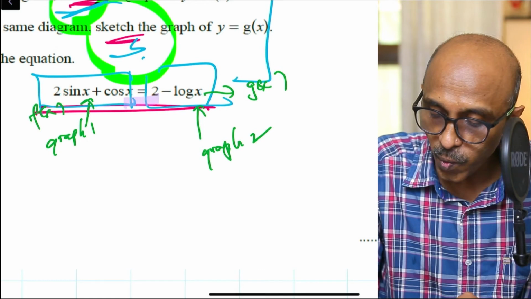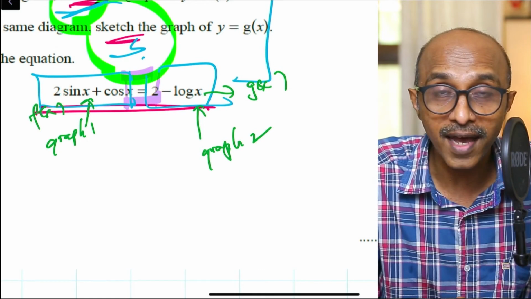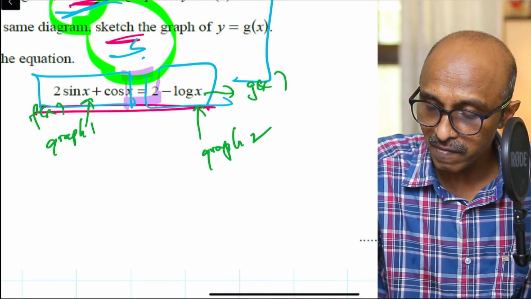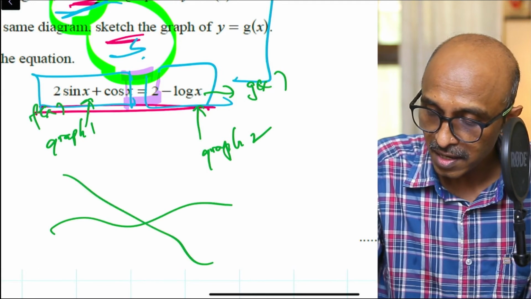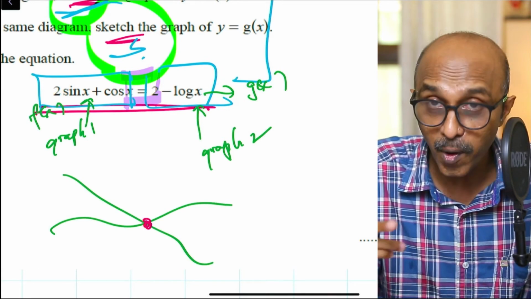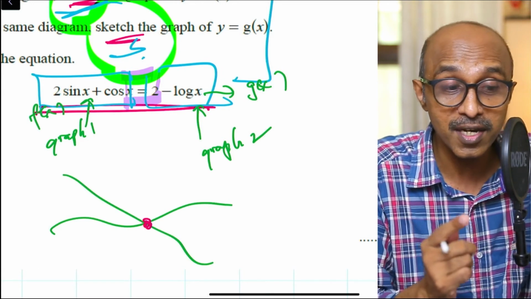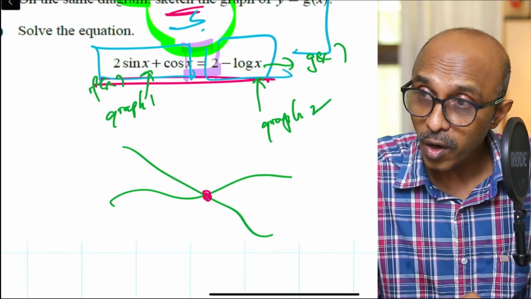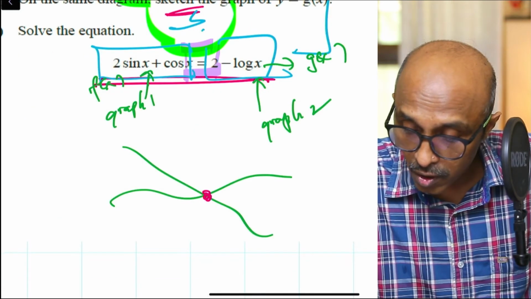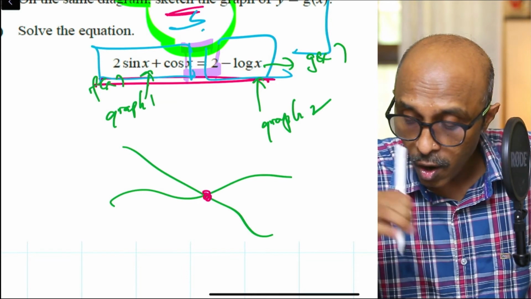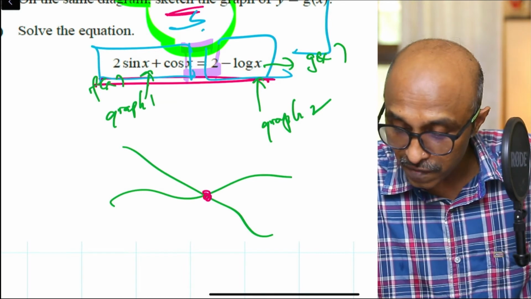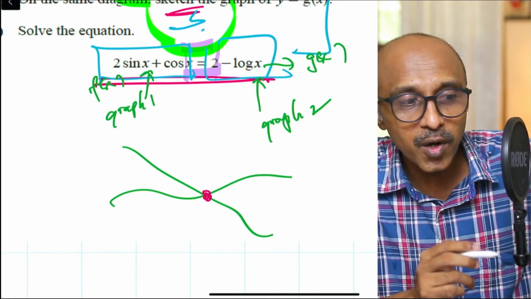And the question says, where are the 2 graphs equal? And anyone will say, well, whenever 2 graphs, no matter what the shape is, they are equal means you're looking for the point of intersection. And that is what we had seen earlier. So in order to solve this equation, 2 sin x plus cos x is equal to 2 minus log x, all that we need to do is find the point of intersection using that feature on our graphing app.